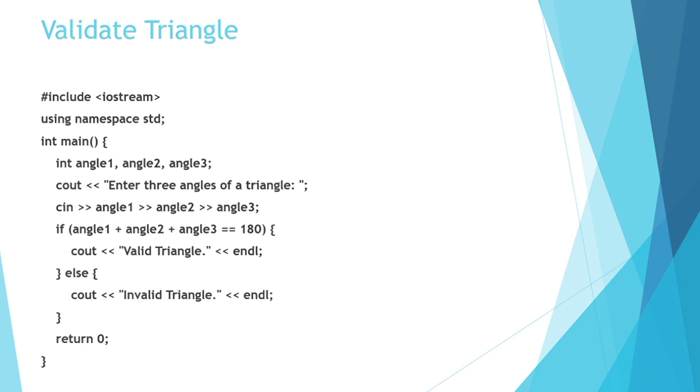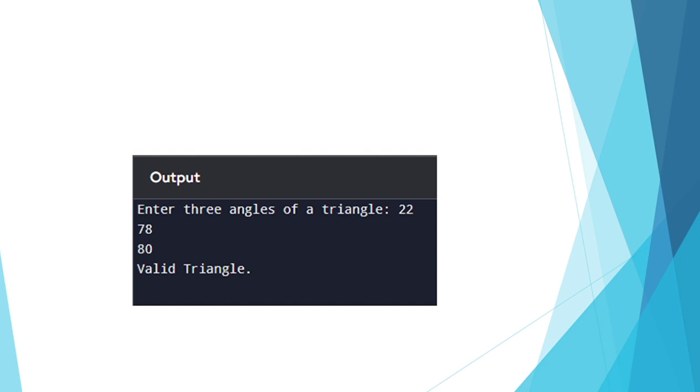If the sum of angle 1, angle 2, and angle 3 equals 180, it prints valid triangle, indicating that the given angles can form a triangle. Otherwise, the else block executes, printing invalid triangle, meaning the angles do not satisfy the triangle angle sum property. This logic ensures a quick and reliable way to validate a triangle based on its angles. After successful execution, output will be like this.